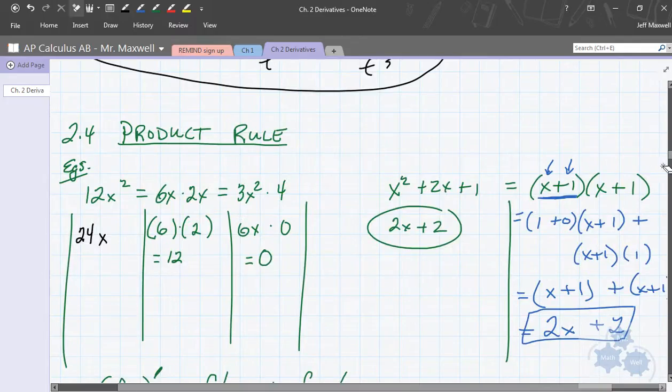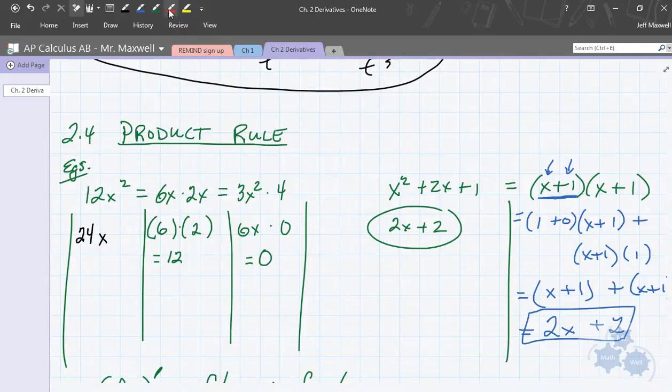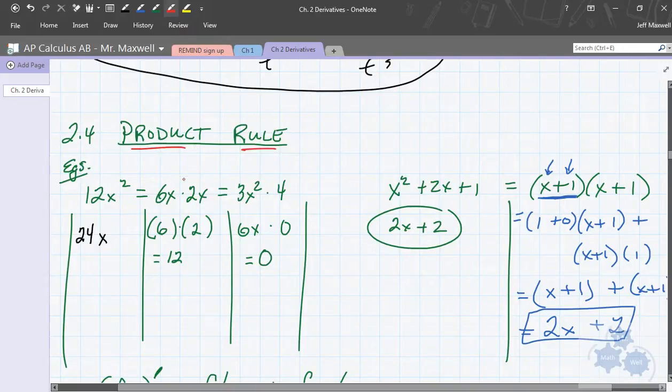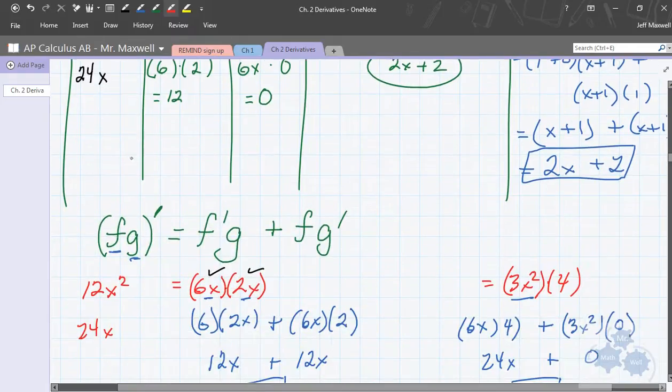In section 2.4, which is next, we talked about the product rule. Now, if you have a product of 2 functions, f and g, so a product of any 2 functions or terms or whatever, you can even have one single term that's written as a product, right? These are the 2 things right here.